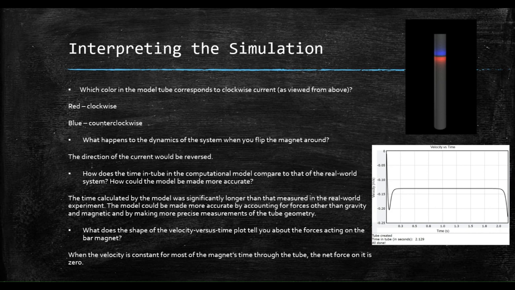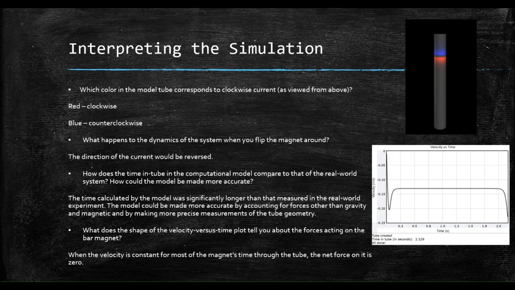And then how does the time in the tube in the computational model compare to that of the real-world system? How could the model be made more accurate? The time calculated by the model was significantly longer than that measured in the real world. The model could be made more accurate by accounting for forces other than gravity and the magnetic force, and by making more precise measurements of the tube geometry.